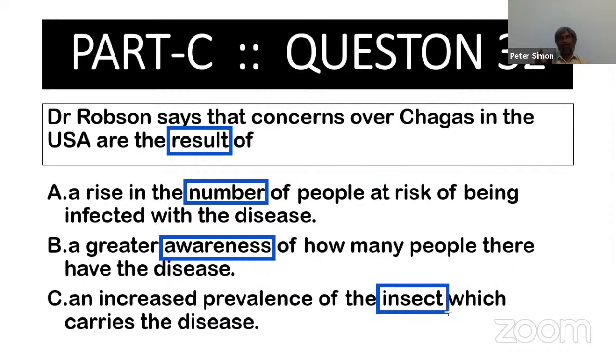Insect. The carrier. Insect which carries the disease. Means carrier. Insect is the carrier. Okay. He will not say insect, he will say some bug. Do you know that insect means bug? Insect means fly. You will think insect, insect, insect, but he will never say insect. Then what you will do?